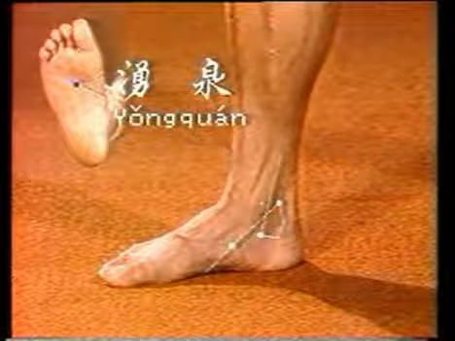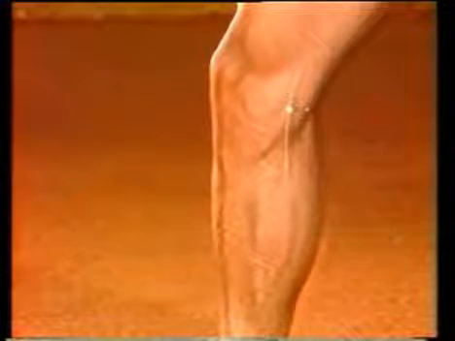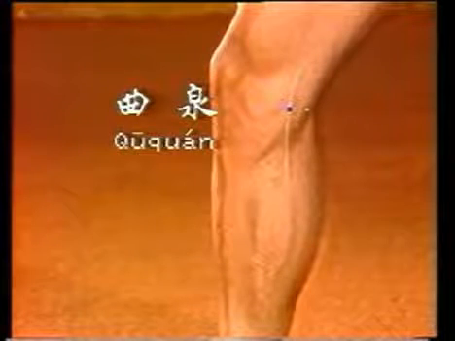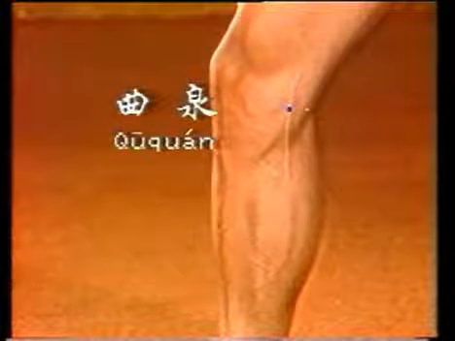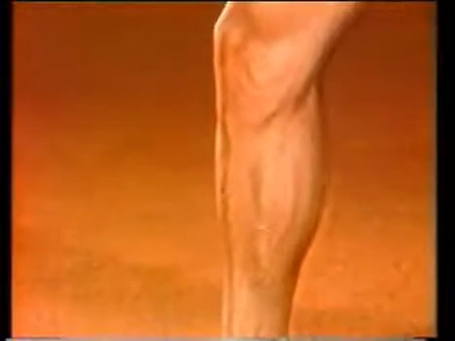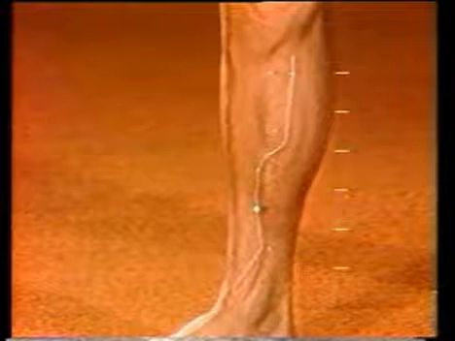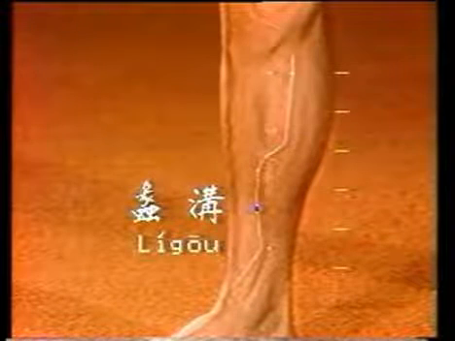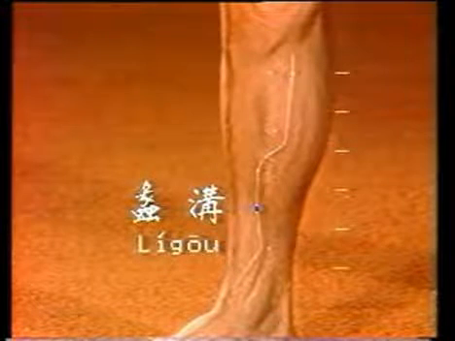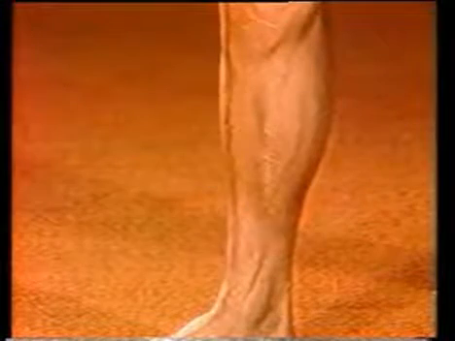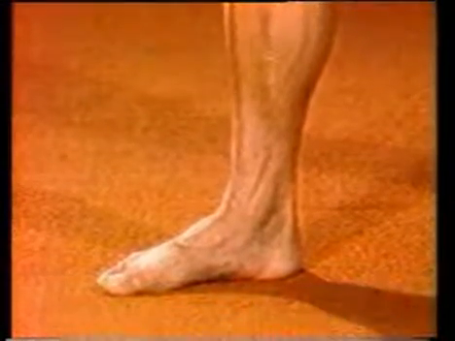Ligou, Liver 5, on the medial side of the leg, 5 cun above the tip of the medial malleolus, on the midline of the medial surface of the tibia. Taichong, Liver 3, on the instep of the foot, in the depression at the posterior end of the first interosseous metatarsal space. Xingjian, Liver 2, on the instep of the foot, between the first and second toes.